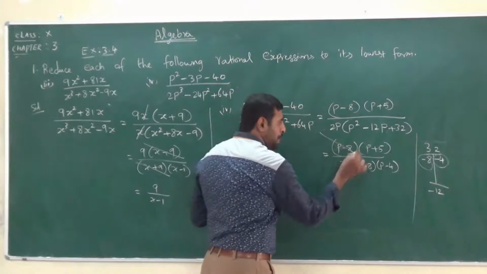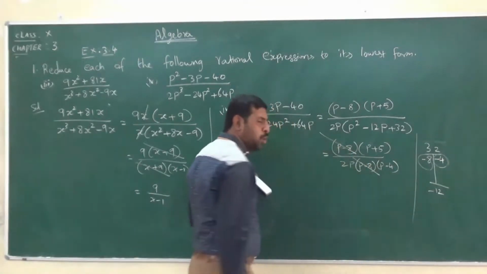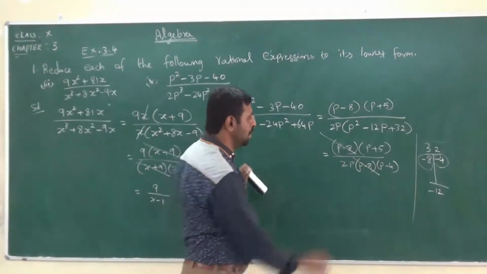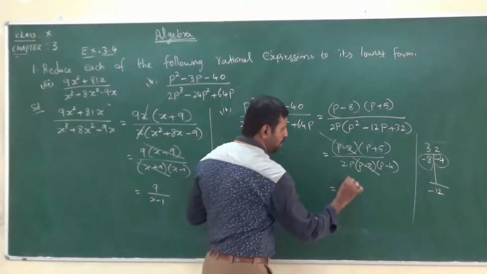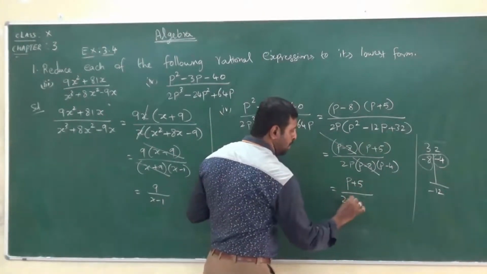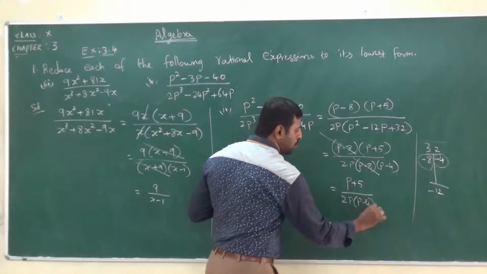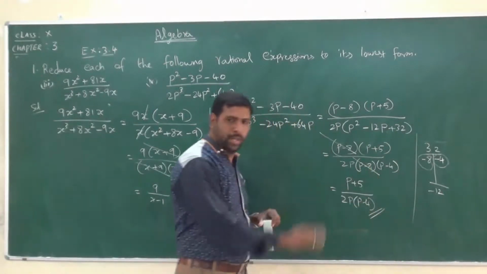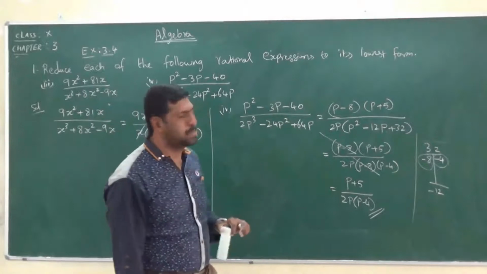The numerator has p minus 8 and the denominator also has p minus 8, so both are cancelled. There are no more terms to cancel, so p plus 5 divided by 2p into p minus 4 is the lowest form of the given expression.